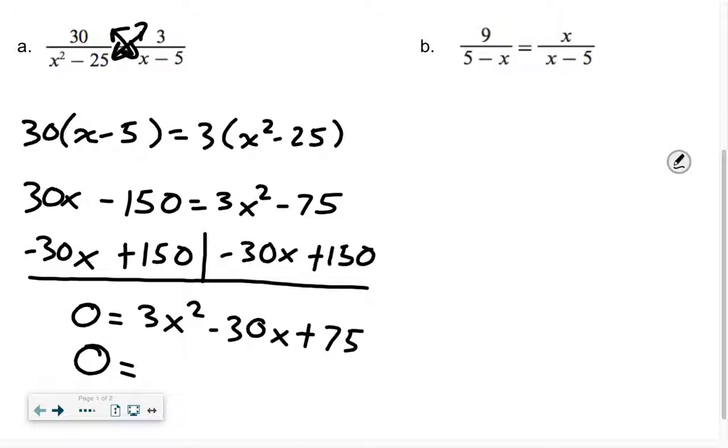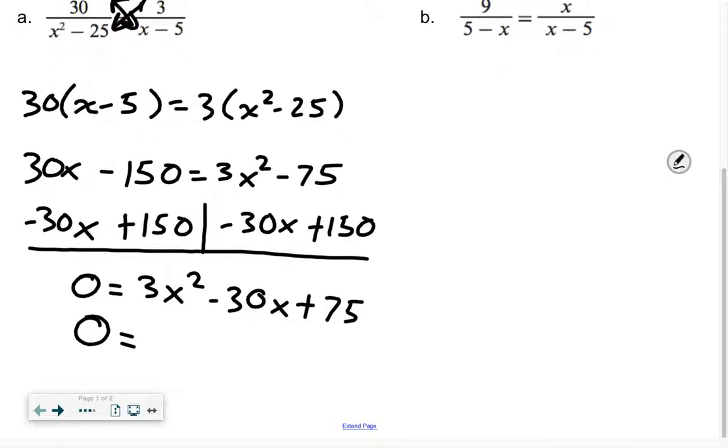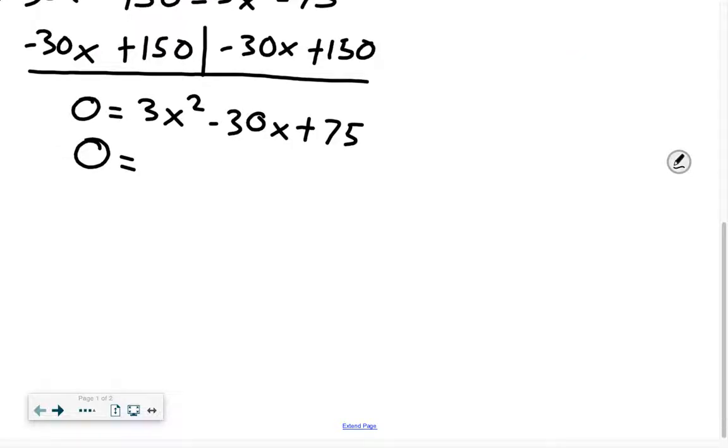Can we factor this thing? Well, before we try to factor, do we have a greatest common factor? Yep. What are we left with? 25?